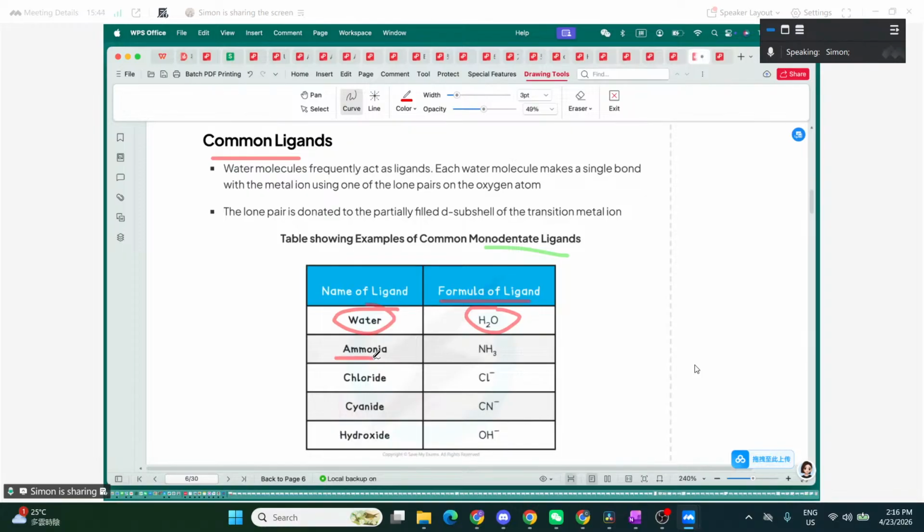Just tell me how is the process to form a ligand with ammonia? Who has the lone pairs? The nitrogen. Yes. The nitrogen has the lone pair and makes the single bond, right? Understand? And how is this one?